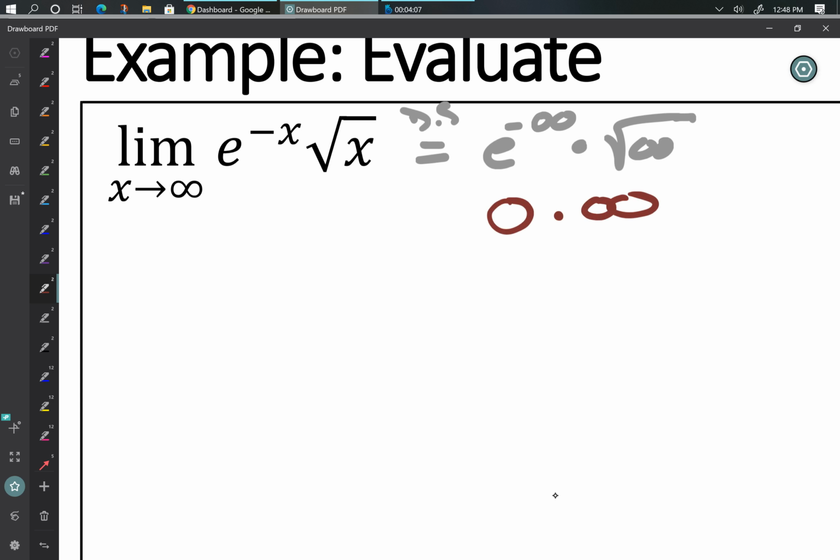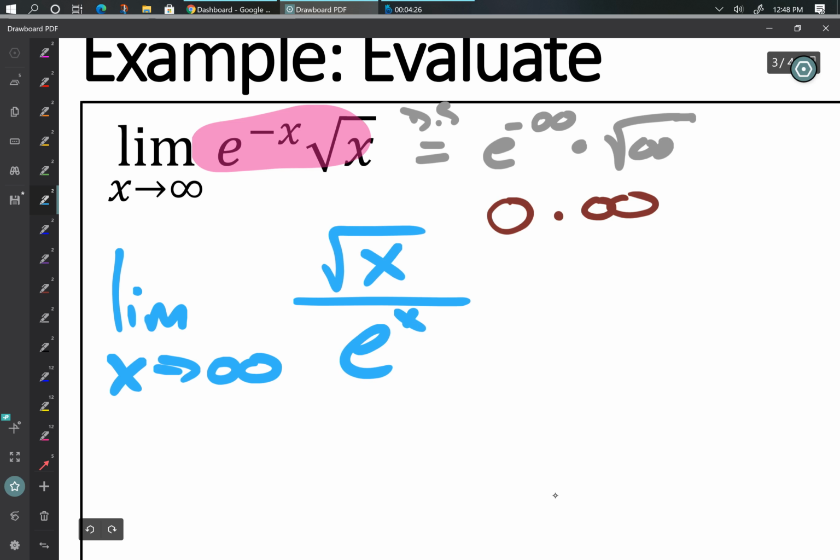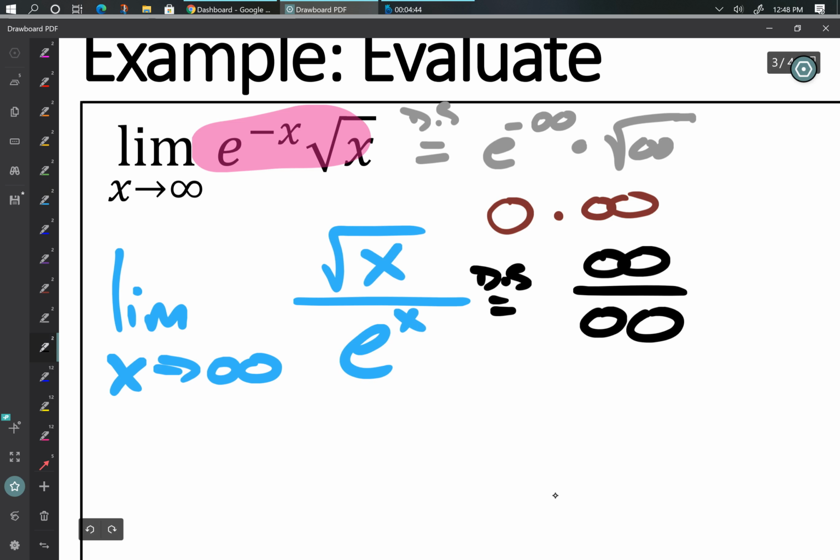Now, I can't do L'Hopital's rule yet because L'Hopital's rule only works if it's 0 divided by 0 or infinity divided by infinity. So I'm going to algebraically manipulate this expression to make it fit L'Hopital's definition. Keeping the limit the same, I'm going to rewrite this as the square root of x over e to the x. Because what does e to the negative x really mean? It means put that e downstairs. And now if I apply direct substitution, I've got the square root of infinity, or infinity upstairs, and e to the infinity, or infinity downstairs.